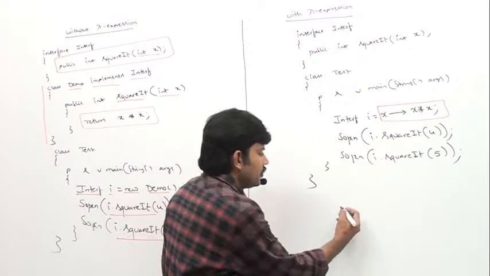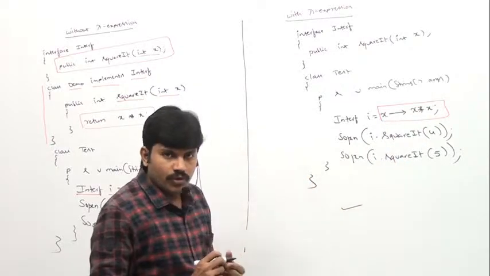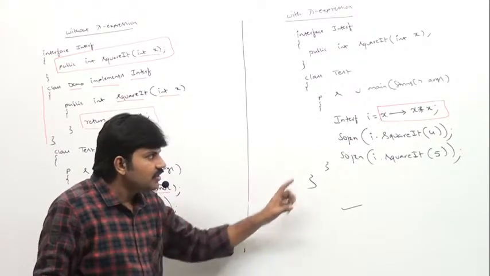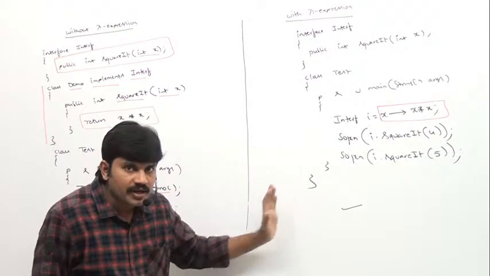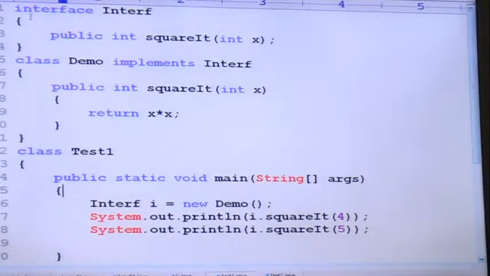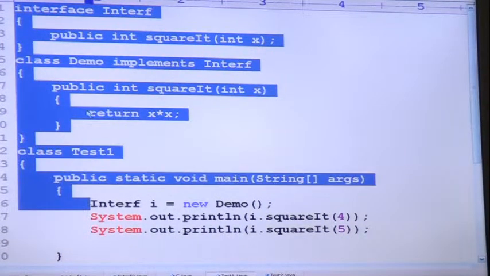How can you do that? That's all. This is what you people should be aware of clearly. Are you in a position to understand, right? Okay, without lambda expression and with lambda expression. Just now let me execute this code. This is without lambda expression.